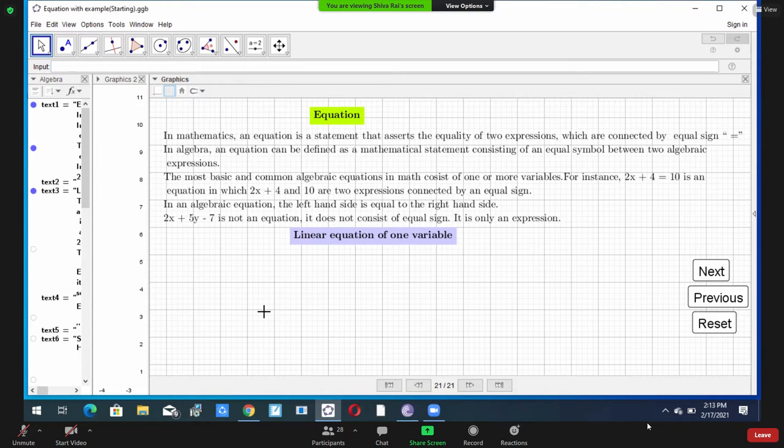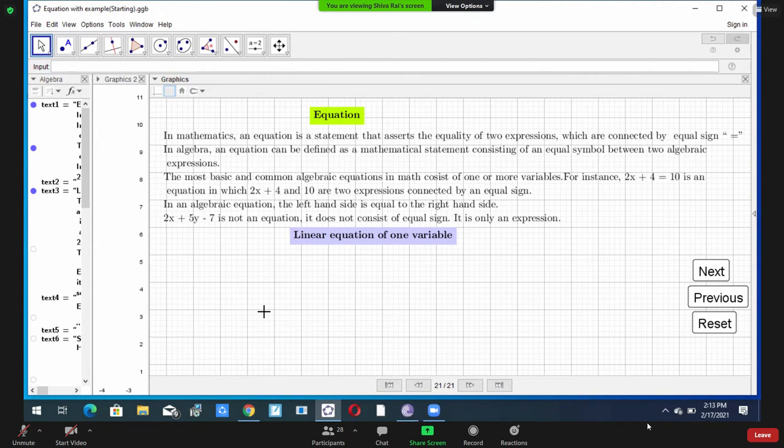For instance, 2x plus 4 equal to 10 is an equation. 2x plus 4 is one expression, another 10 also another expression. These two expressions are connected by equal sign. Look, 2x plus 4 equal to 10. These two expressions are connected by equal sign, so it becomes equation. In algebraic equation, the left hand side is equal to the right hand side. You look here also, 2x plus 4 is left hand side quantity and 10 is right hand side quantity.